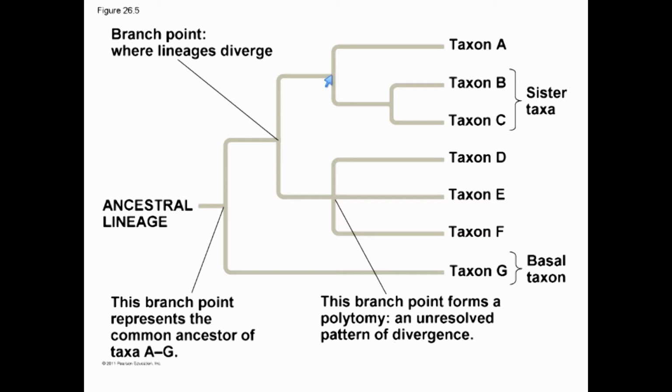So we're going to diverge up here. Taxon A is going to be up by itself, and this particular lineage is going to divide yet again to give us taxon B and taxon C. Now these are considered sister taxa because they're very close to each other in terms of divergence. If you wanted to look at taxon D, E, and F, those would be considered sister taxa as well.